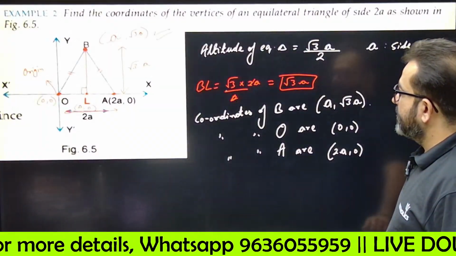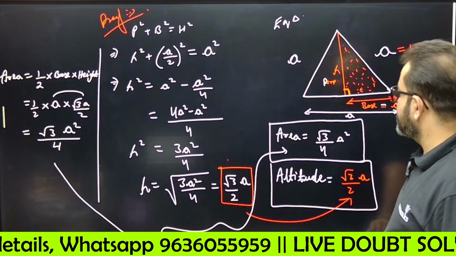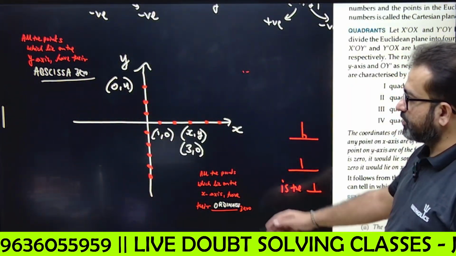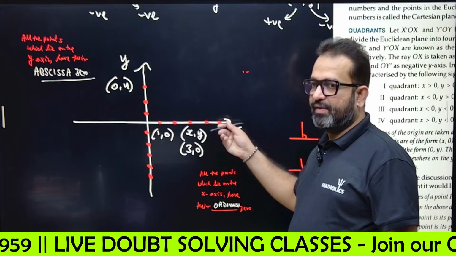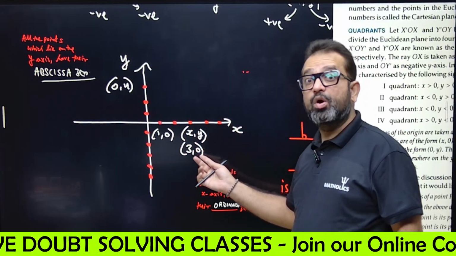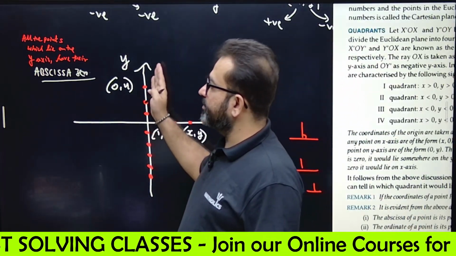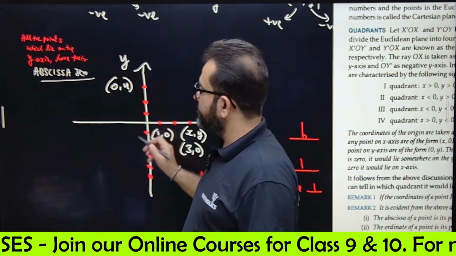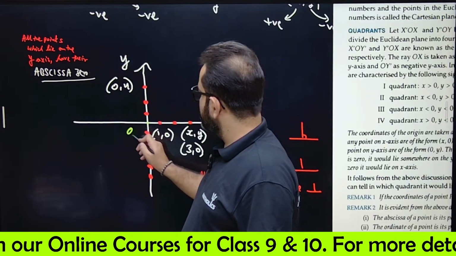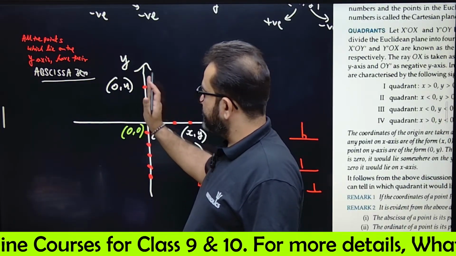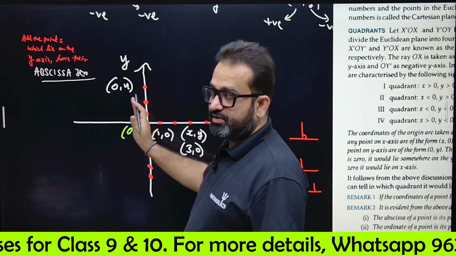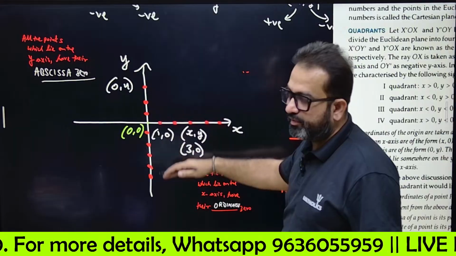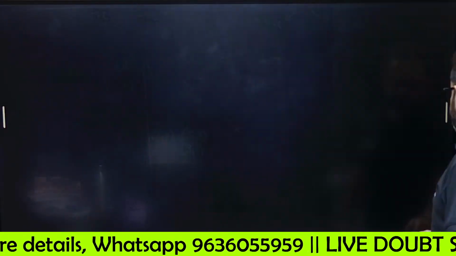But you guys are not focusing on the theoretical part. You just want to solve questions and questions and questions. What is the use of solving questions? I told you, the points which are on the x-axis will have their ordinate 0, meaning y coordinate 0. And points on the y-axis will have x equal to 0 because they are not moving left or right. The origin is (0, 0). If a point is on the x-axis, it is not moving up, it is not moving down, so y has to be 0.